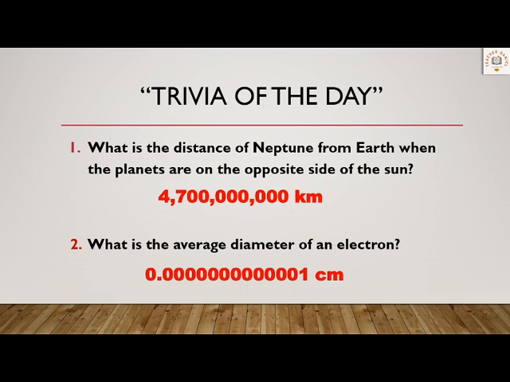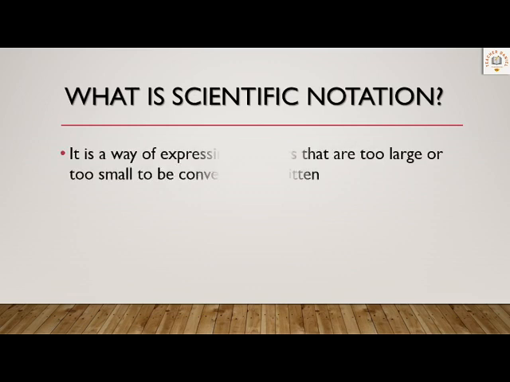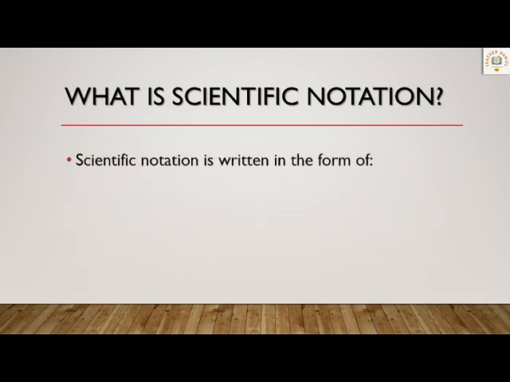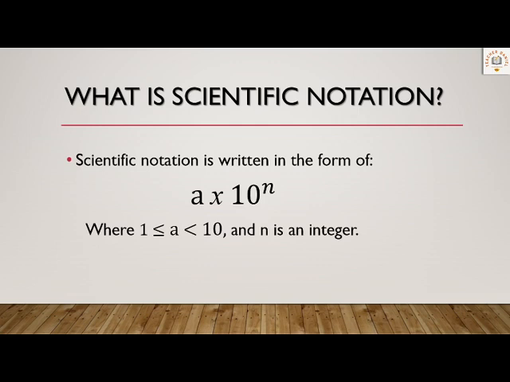So, first, let us define scientific notation. Scientific notation is a way of expressing numbers that are too large or too small to be conveniently written. It is commonly used by scientists, mathematicians, and engineers to simplify certain operations. And scientific notation is written in the form of A times 10 raised to n, where A is greater than or equal to 1 but less than 10, and n is an integer.